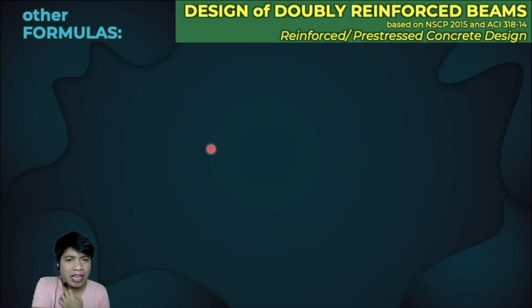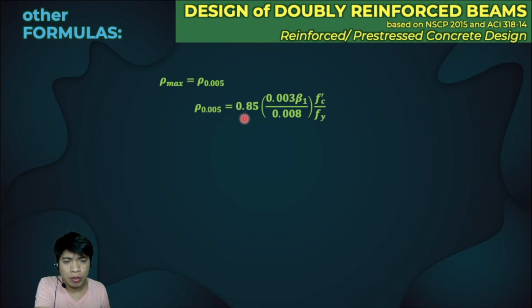Okay, so reminder lang guys, na sa pagdidesign ng doubly reinforced beam, maaaring gumamit tayo dito ng mga formula na ginamit natin before sa singly reinforced beam. So, una is, naalala nyo yung pag-compute ng maximum rho, that is, yung maximum rho is when the tension strain is equals to 0.005. So, eto guys yung shortcut na formula nun. Okay, this is the derived formula para sa pag-compute ng rho. Take note that this rho is computed kung yung ating tension strain is equal to 0.005. So, take note, nakadepende lang siya sa value ng F sub C prime, F sub Y, at saka beta 1.